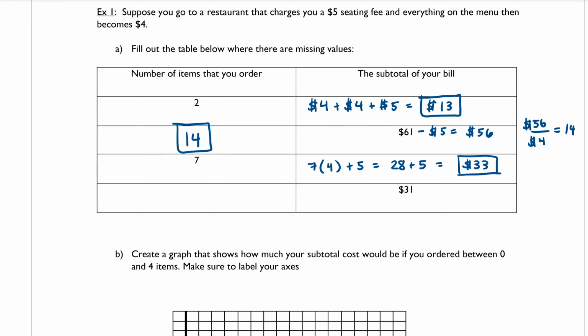And then we have one more. So let's say our subtotal comes out to $31. So we would subtract off that $5 seating fee. And that gives us $26. And if you throw into your calculator 26 divided by 4, you're going to notice that it's 6.5. Now, this is not going to be a possible subtotal because everything on the menu becomes $4 and they don't charge you for like half items or things like that.